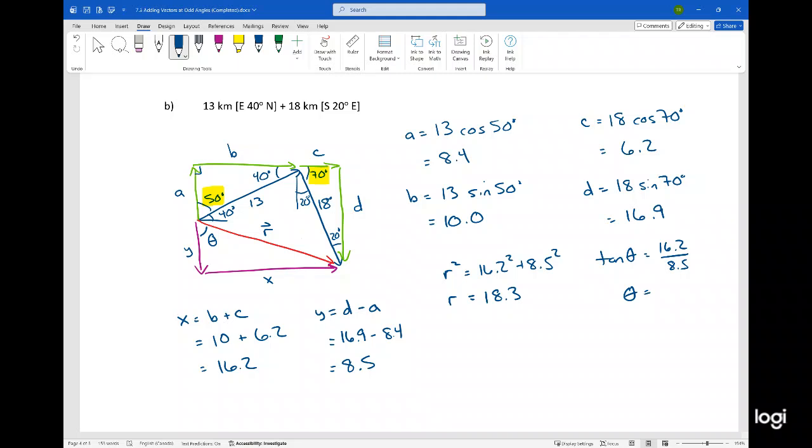16.2 divided by 8.5 is almost 2, and then inverse tan gives us 62 degrees. All right, so finally we can say that our resultant vector is 18.3 kilometers, and the direction is south 62 degrees east. Or you could also use our notation, which would be to pick the shorter, or the more direct one, I should say, since this is mostly east and just a little south. This would be east 28 degrees south. But on a test, unless I told you specifically to do one or the other, either of those is perfectly acceptable.